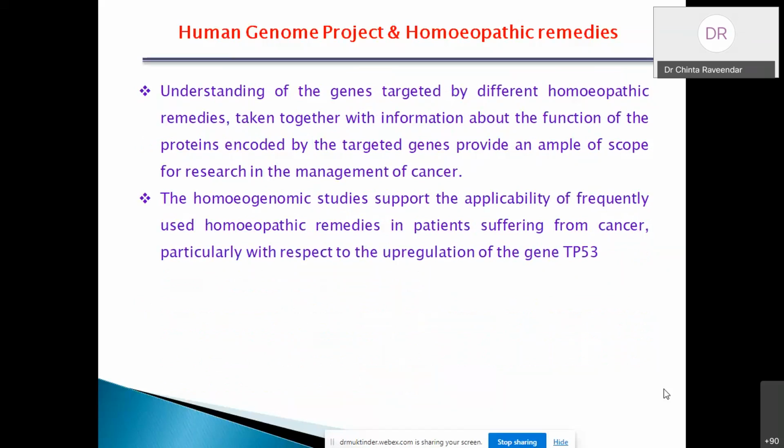Understanding of the genes targeted by the different homeopathic remedies, taken together with the information about the function of the proteins encoded by the target genes, provides ample scope for research in the management of cancer, which I am going to share. So the homeogenomic studies support the applicability of the frequently used homeopathic remedies in patients suffering from cancer, particularly with respect to the upregulation of the gene TP53.